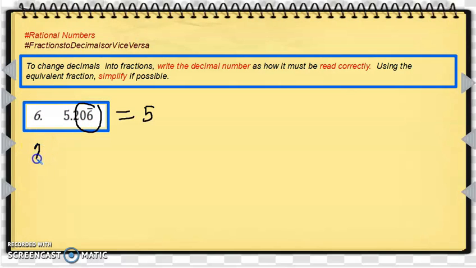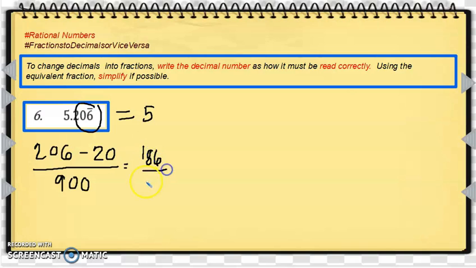So our numerator will be 206. And since only 6 is repeating, we subtract 206 by 20. Again, we subtract by the number formed by the digits that are not repeating. And then the denominator will be how many repeating digits? There's only 1, so there's 9. There are 2 digits that are not repeating, so there are 2 zeros. So we now have 206 minus 20, and this will give us 186 over 900.